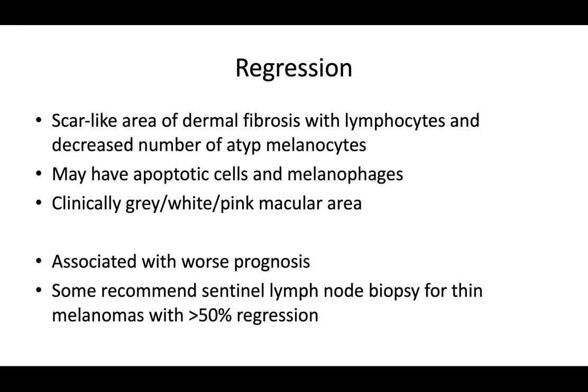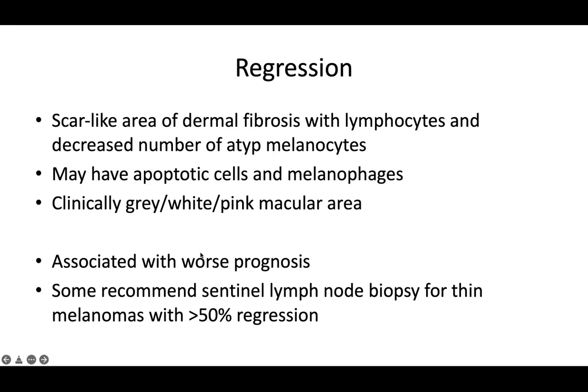So if you are a beginner and you hear someone say, this looks like it could be melanoma with regression, clinically, they're referring to this gray, white, pink type macular area within an overall suspicious lesion. Regression is associated with a worse prognosis. This means that the melanoma has probably waged a war with the immune system, and the immune system's won some of the game, but not all of it.